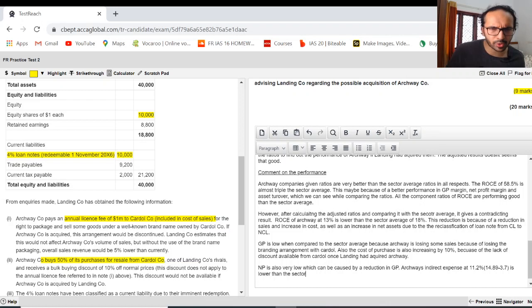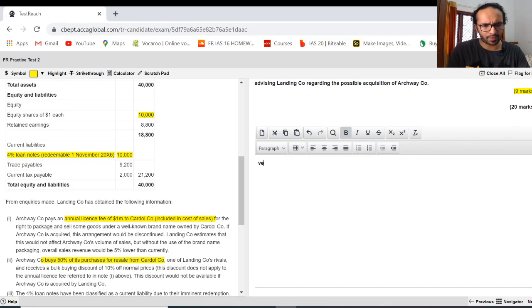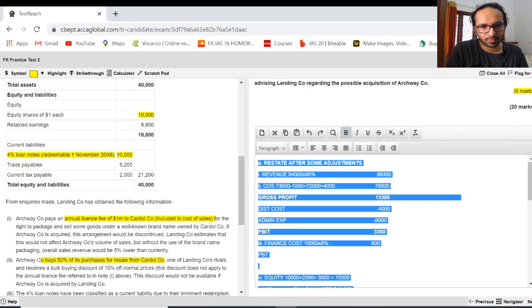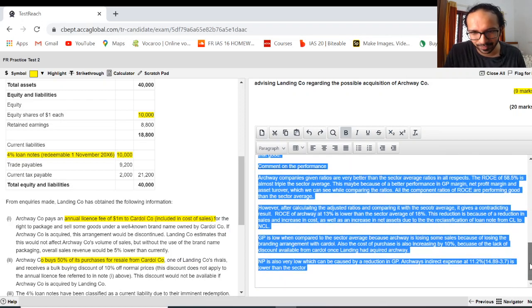Sector average, we are not going to write it again. Sector average, we know. Okay, came back.